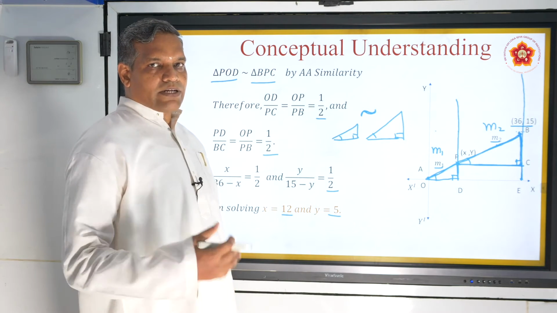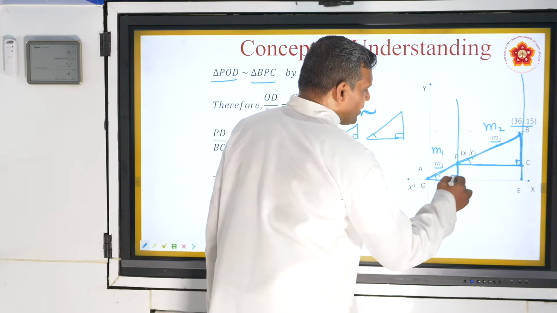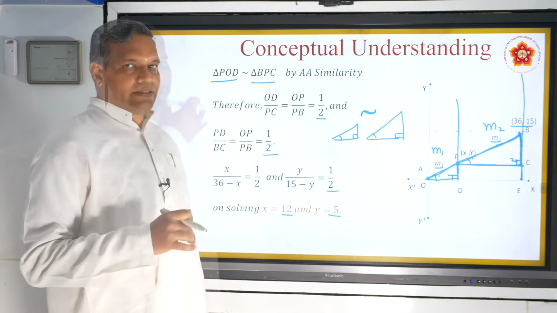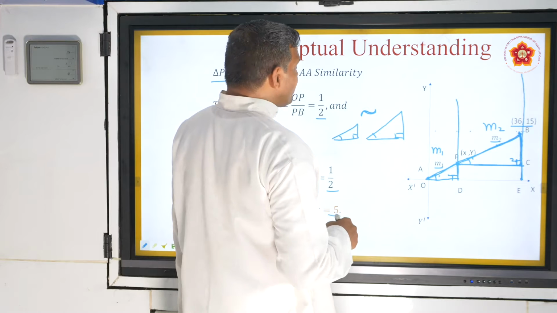What about the corresponding angles in parallel lines? They are equal. So the first angles are equal, the second angles are equal. So what will these 2 triangles become? They are similar triangles. So in similar triangles, you can take the corresponding sides ratio.